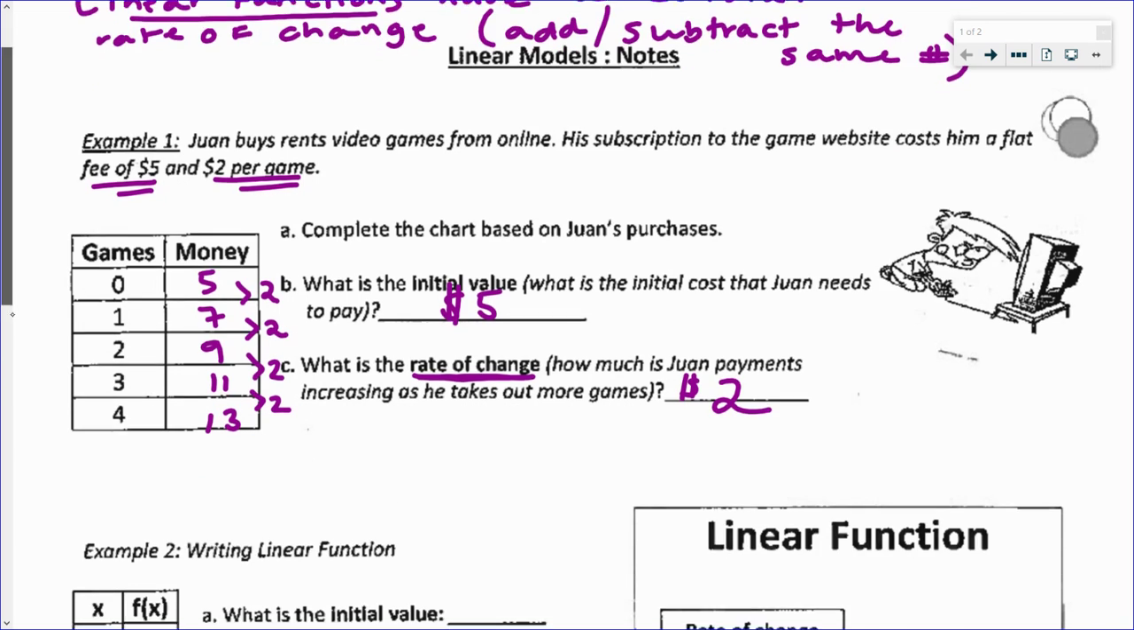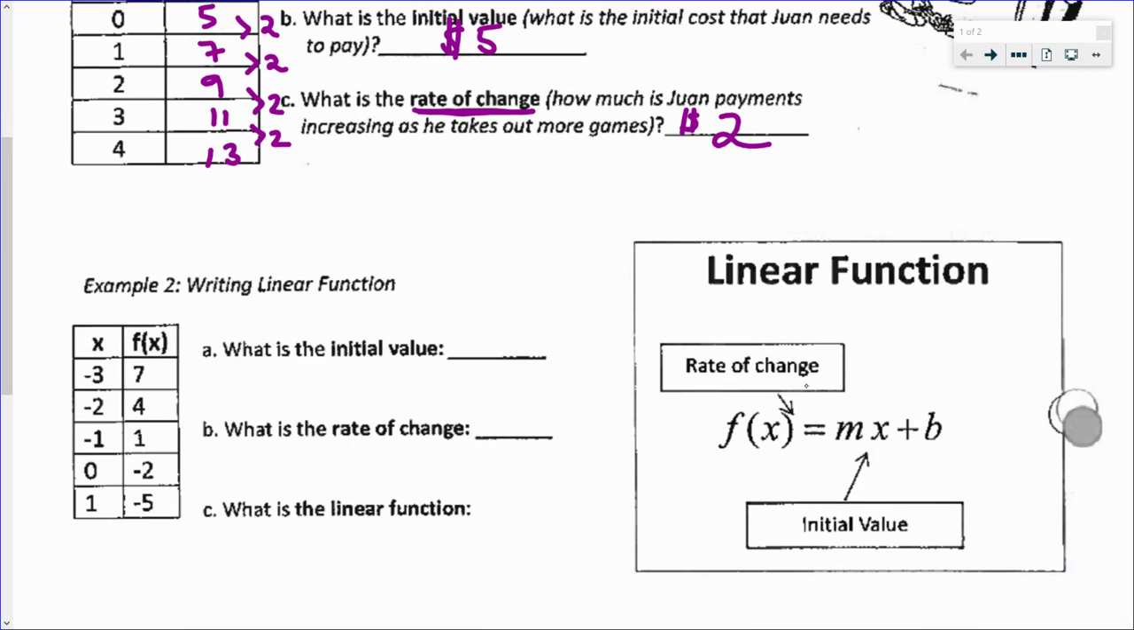So when we write linear functions, we use a model that may be familiar to you, mx plus b. You may have previously seen it as y equals mx plus b, but in this unit, we are using f of x. We're using function notation. And so the rate of change is the letter m. So for Juan, his rate of change was 2. So if we were going to write a function for Juan, we would say 2x. And then b is the initial value, which for Juan was 5. So we would make it plus 5.